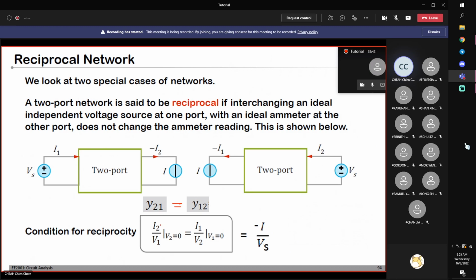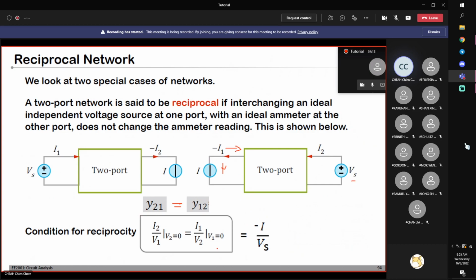Because why? Your I2 will be the same magnitude. Let's call it negative I. I just reverse these directions because by default your I1 flows this way, but if you measure it using ammeters, you get a negative value. You should indicate it as a negative value because your measurement is this way. If by default it flows this way, then you should put a negative value.